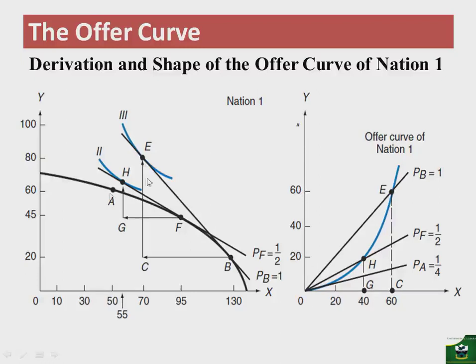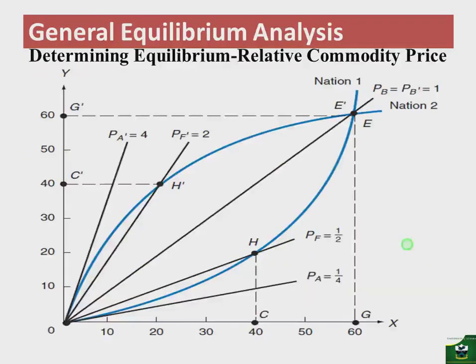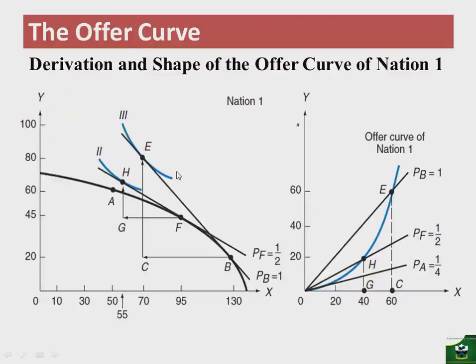And if Nation 1 decides to specialize partially up to point F, and the relative commodity price is half, then we will have this line here with the ray, which we are plotting, showing that the relative commodity price is half. And therefore, we note that if we join these 2 points, then we will have the offer curve for Nation 1.